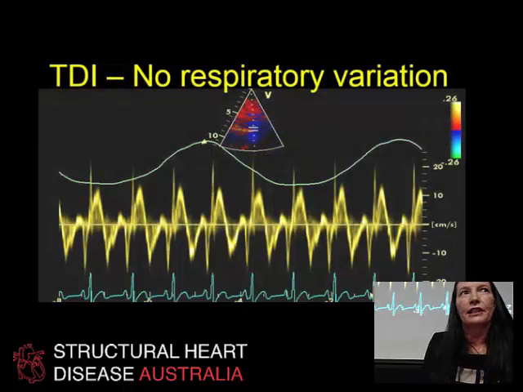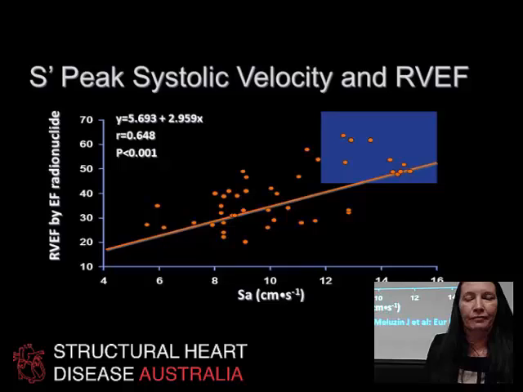The other important thing about tissue Doppler is that it doesn't change with respiration, as does tricuspid inflow, which we'll talk about a bit later with diastolic assessment. It does not alter at all with what volume is going in or out of the right ventricle. So it's a very useful and reliable and repeatable measure for these purposes.